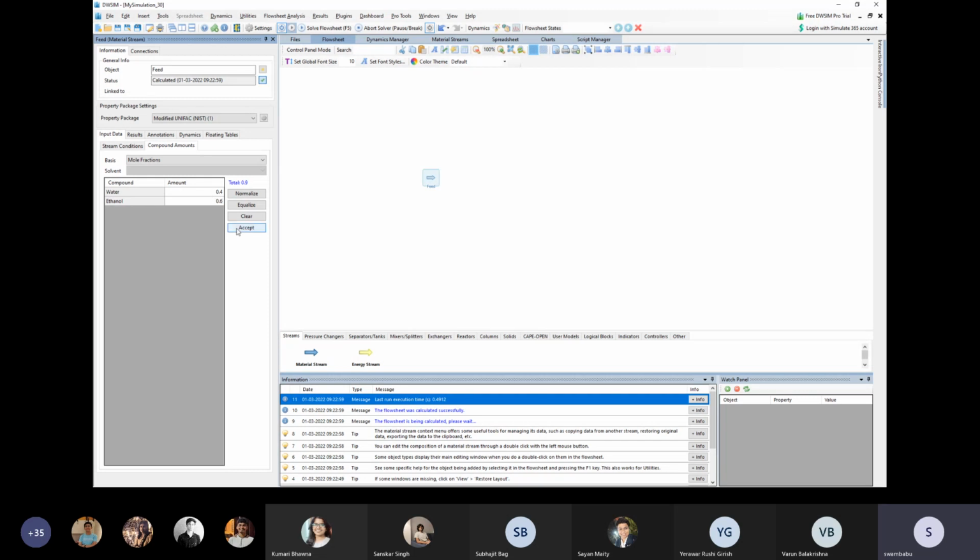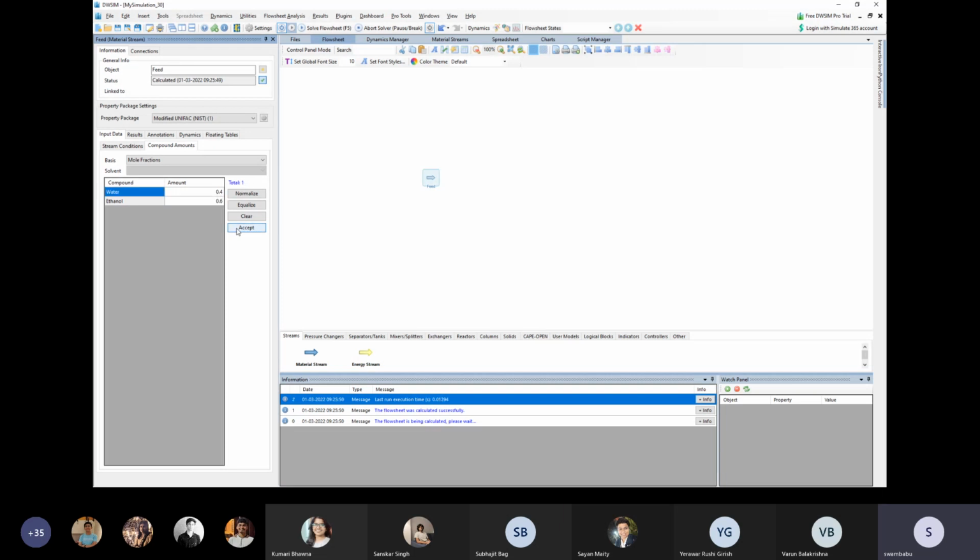Once you enter both values, we need to click accept. Then only the values will change. But this is the base mole fraction. You can define mass fraction, mole flows, mass flows, liquid flows, volumetric flow rates, or molarities. You can define it any way you want. So this is the feed stream, the ethanol water feed stream.